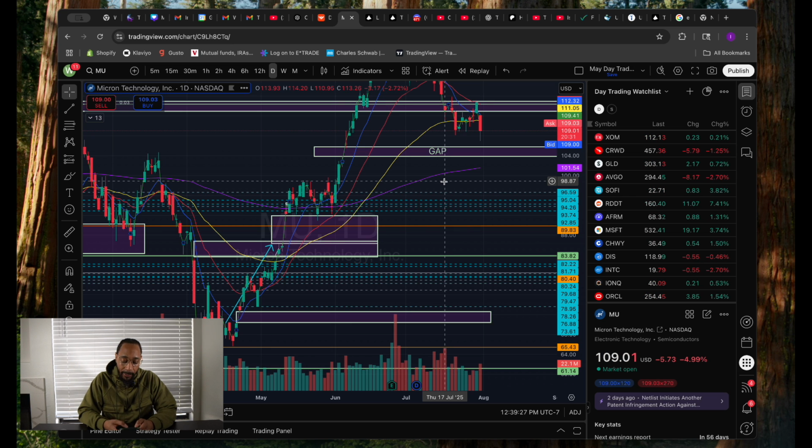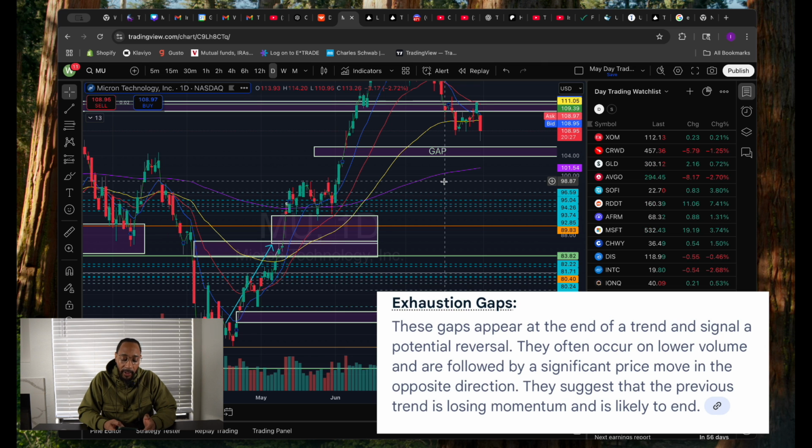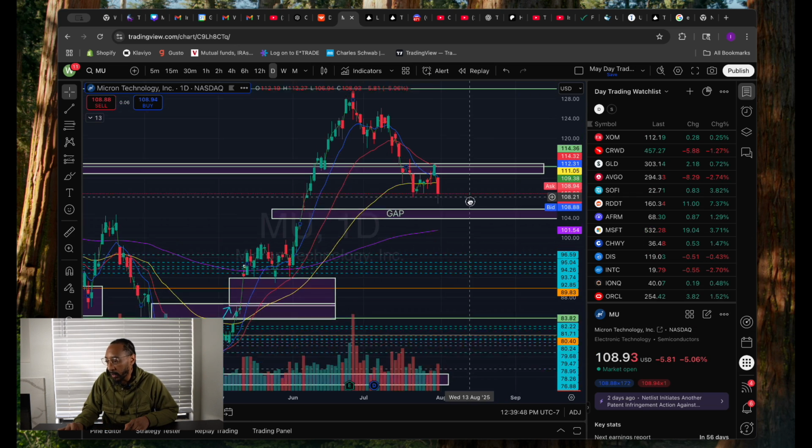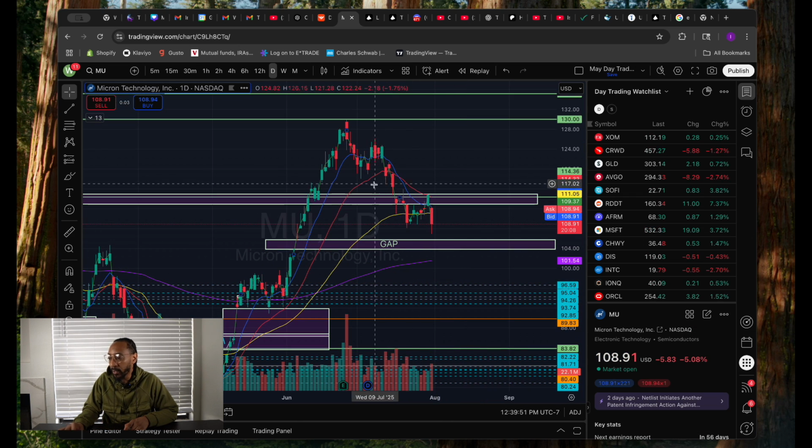And then the last type of gap we have is an exhaustion gap. These gaps appear at the end of a trend and signal a potential reversal. They often occur on lower volume and are followed by a significant price move in the opposite direction. They suggest that the previous trend is losing momentum and is likely to end. So there's not a real exhaustion gap with MU.